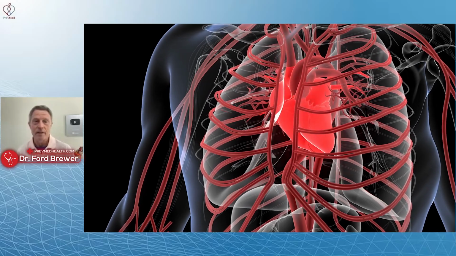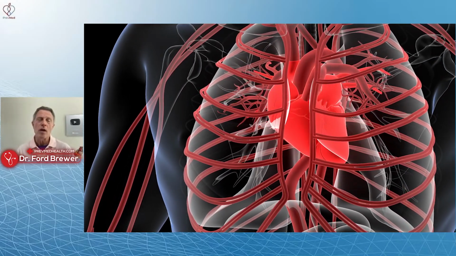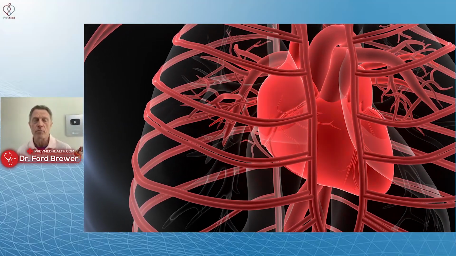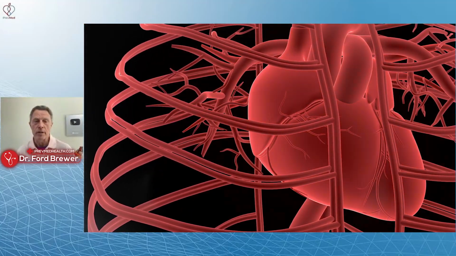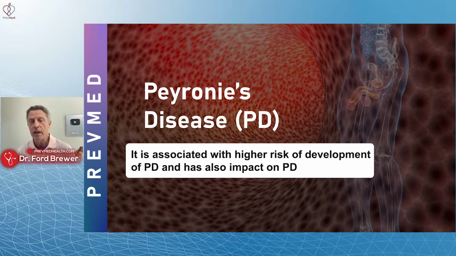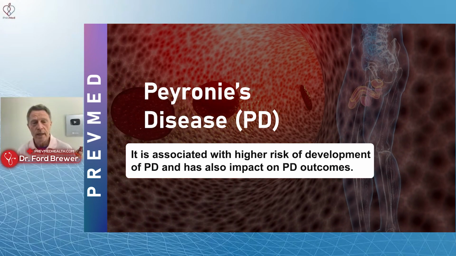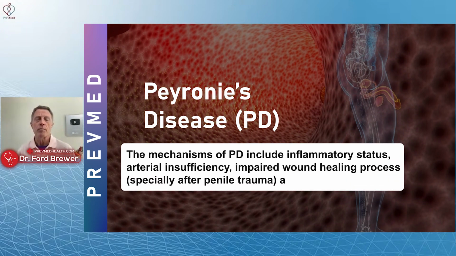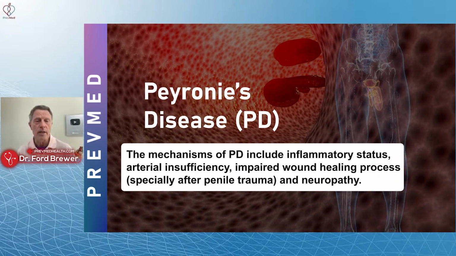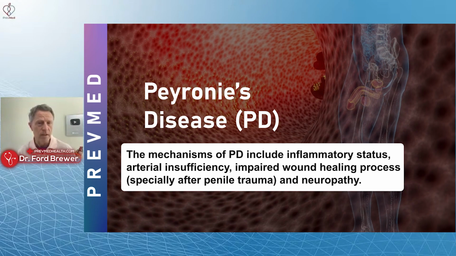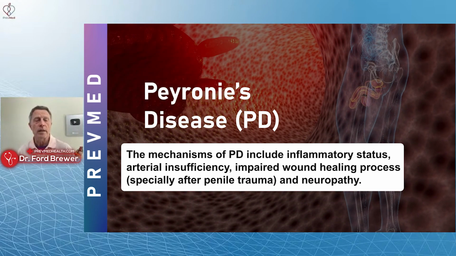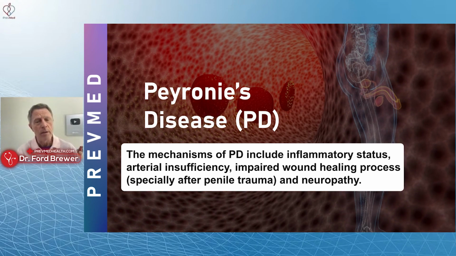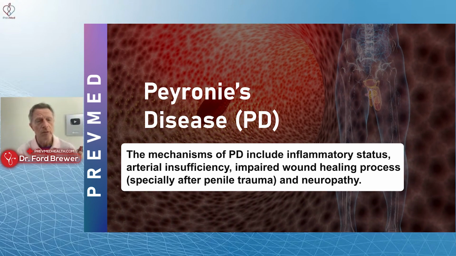which in turn can set you up for not the trauma, but the failure to heal properly from trauma associated with Peyronie's disease. It's associated with a higher risk of development of Peyronie's disease, and it also has impact on Peyronie's disease outcomes. The mechanisms of Peyronie's disease include inflammatory status, arterial insufficiency, impaired wound healing process, especially after the penile trauma, and neuropathy, or damage to the arteries.